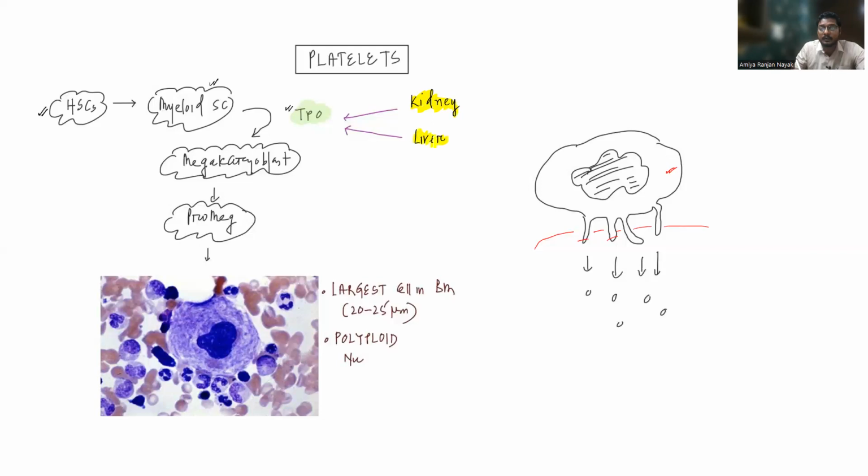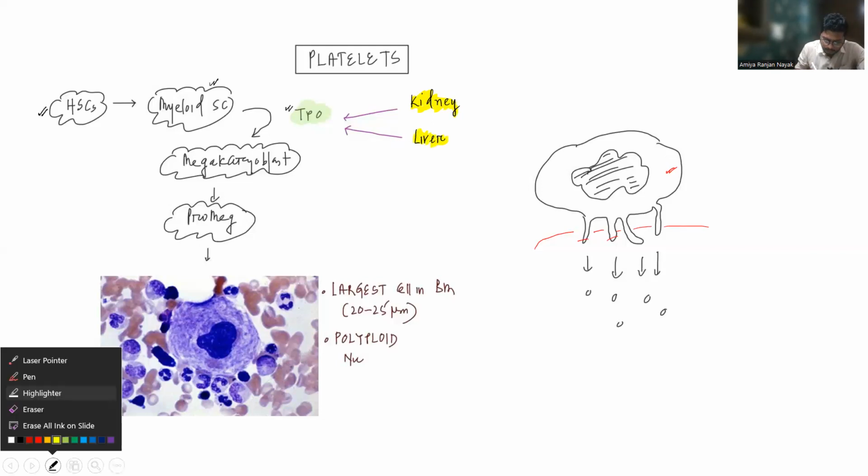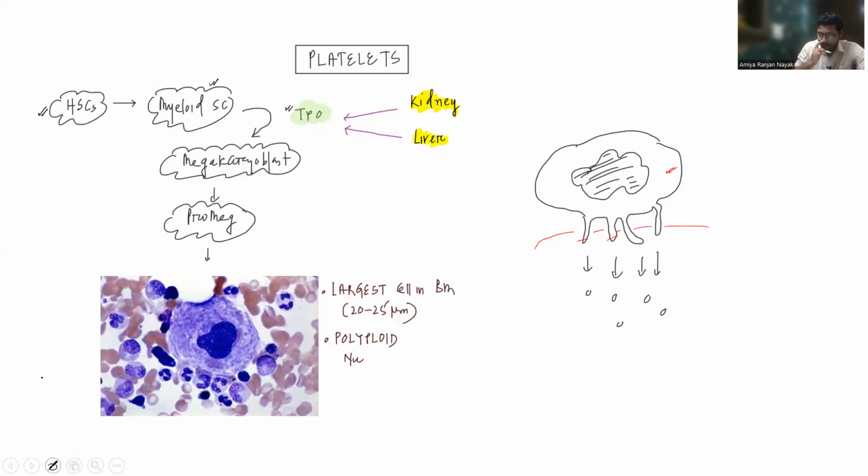So they will produce thrombopoietin, and thrombopoietin will go and act on the myeloid stem cells to cause them to go into the megakaryocyte lineage. The first cell is the megakaryoblast. Then we will have the pro-megakaryocyte, and ultimately the megakaryocyte. So this is the megakaryocyte.